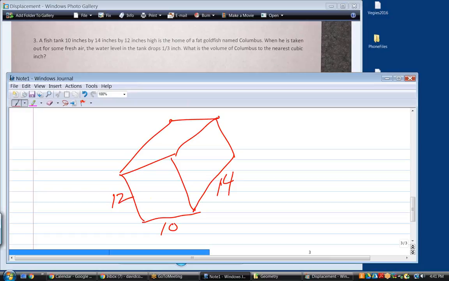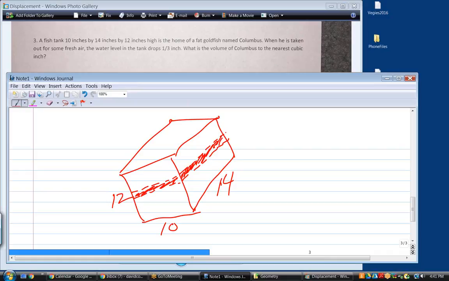This time there's a goldfish that lives in there, and when you take the goldfish out of the water, it drops by a third of an inch. In other words, the water level was right there, and now the new water level is right there. So, what is the volume of that layer of water? Ten by 14 by 1/3.